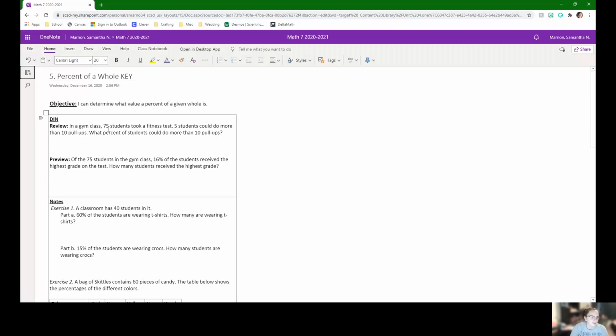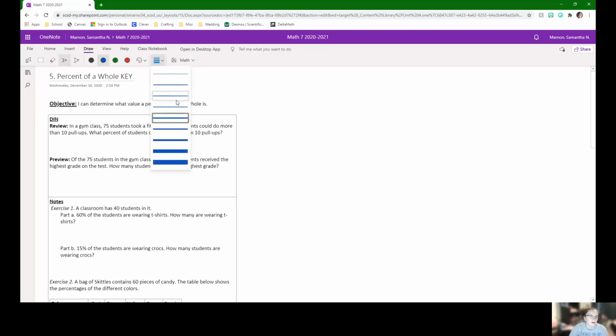In a gym class, 75 students took a fitness test. 5 students could do more than 10 pull-ups. What percent of students could do more than 10 pull-ups? So this one is a review, so you're finding what the percent is, so you have to figure out what that fraction is and then what that percent is. So you can pause the video and try this now.